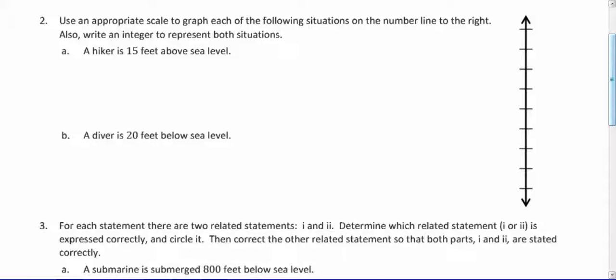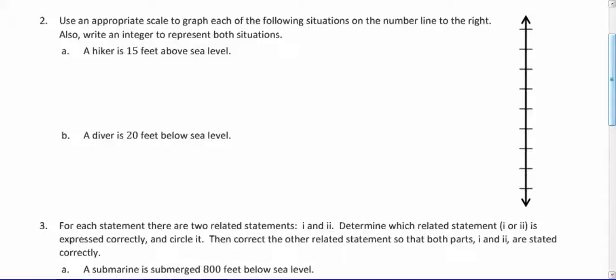To graph each of the following situations on the number line to the right, write an integer to represent both situations. A hiker is 15 feet above sea level, and we have to write down that a diver is 20 feet below sea level. So what do you guys think an appropriate scale would be? Peyton? 5. 5s, yeah, I agree.